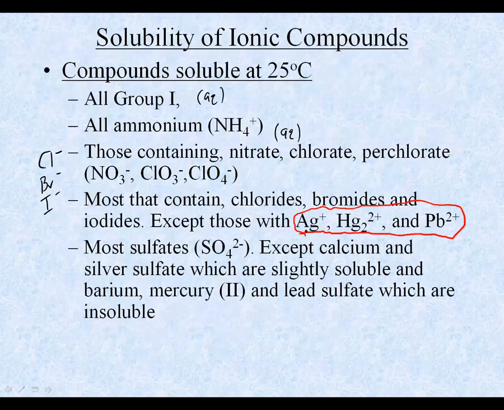So if you have chloride, bromide, or iodide in a formula, and it does not contain silver, mercury 1, or lead 2, it will get the aqueous symbol. But if you have chloride, bromide, or iodide connected with any of those 3, silver, mercury 1, or lead, it becomes the opposite and it becomes insoluble, which means it would get the solid symbol next to it. So there are some things that are soluble 90% of the time, but there are some exceptions which make them go from being soluble to insoluble.